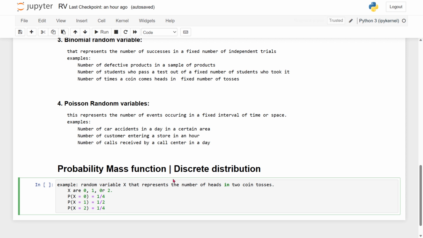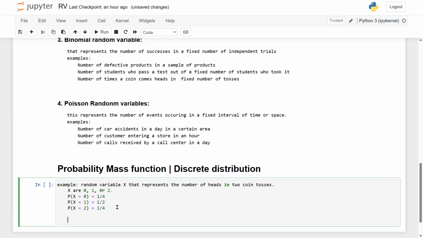The PMF, the probability mass function, assigns a probability of 1 divided by 4 to the value 0. That's the probability of getting no heads in two coin tosses. And second, a probability of a half to the value 1. That means the probability of getting one head in two coin tosses. And a probability of 1 divided by 4 to the value 2. That's the probability of getting two heads in two coin tosses. So the sum of these probabilities is equal to 1 as required.